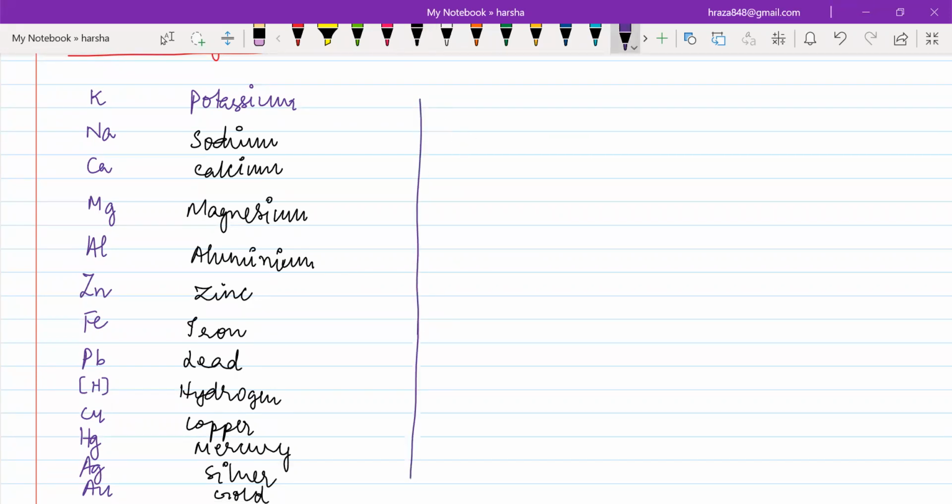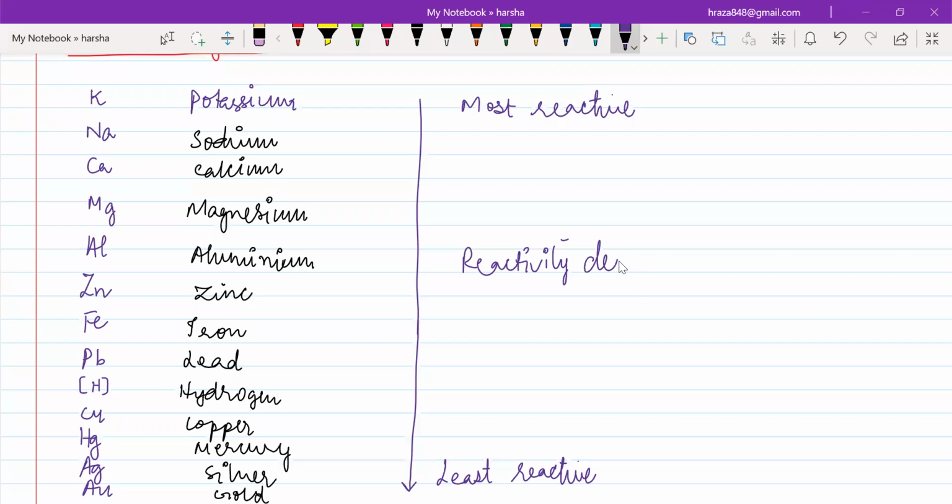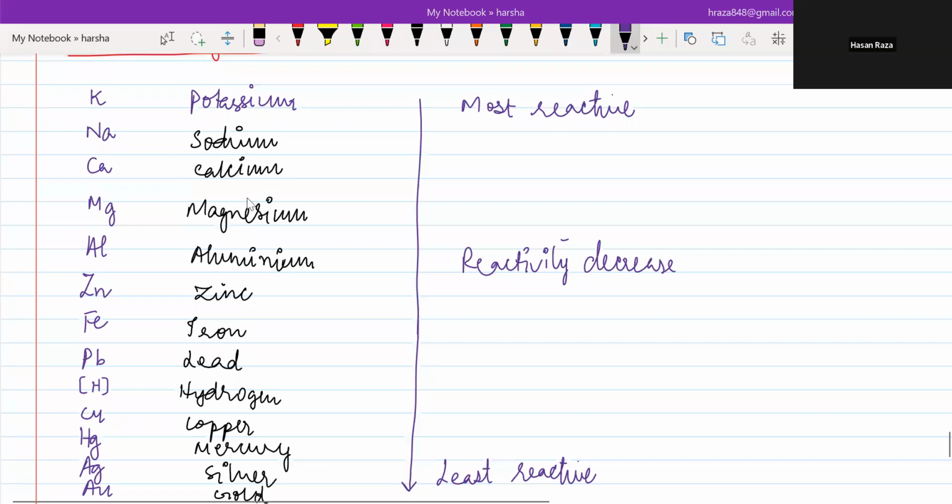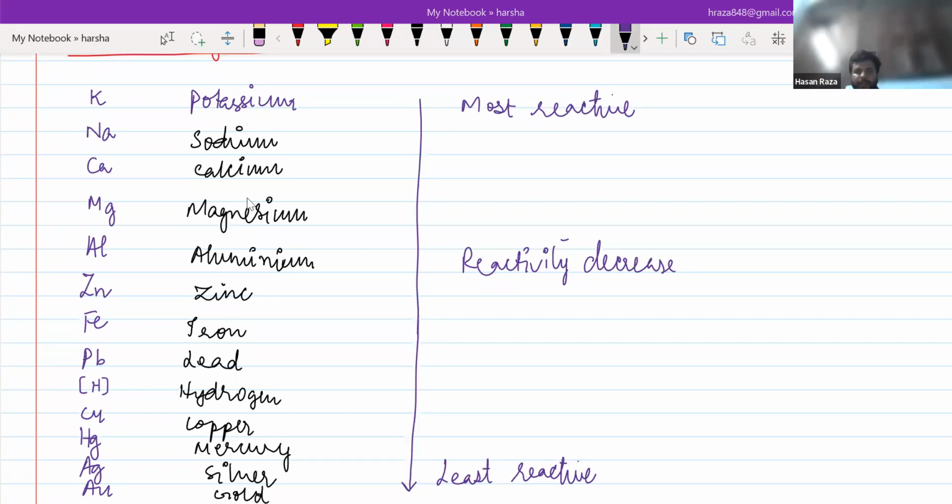It is in decreasing order. So this is least reactive. This is most reactive. And this is basically we can write: reactivity decreases down. So basically potassium cannot be replaced by any element, but potassium can replace any of these elements from its salt because it is the most reactive.